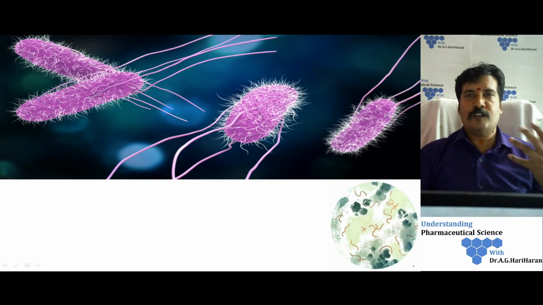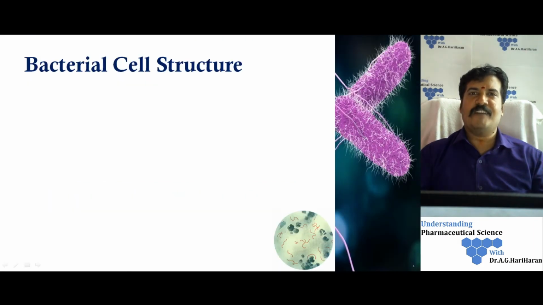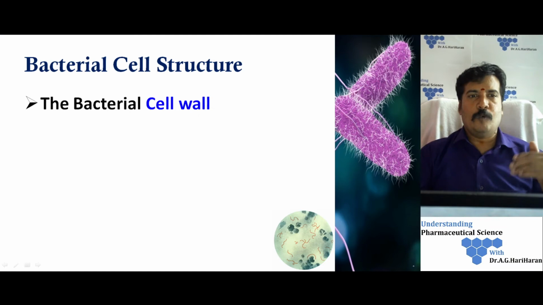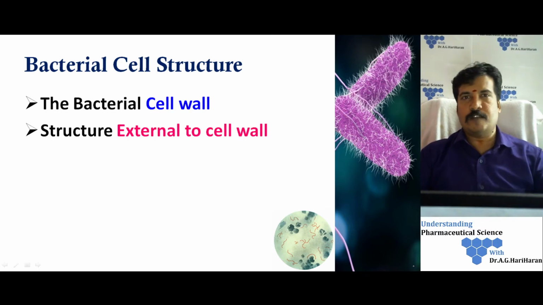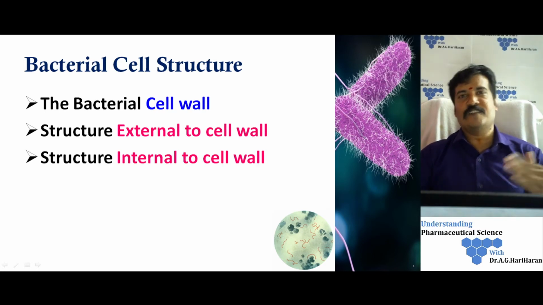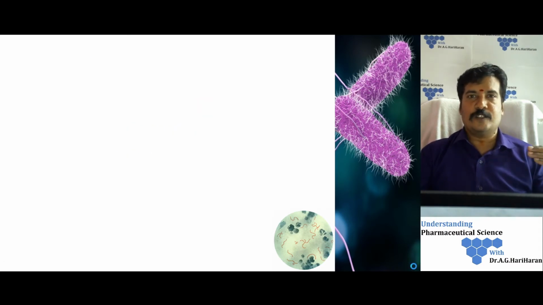If you want to understand the structure of the bacteria, we can study it in three layers. One is the bacterial cell wall, which I have elaborately discussed in this lecture. Second, the structures which are present external to the cell wall, and third, the structures which are present internal to the cell wall. I have already shared video lectures on the structure external to the cell wall as well as internal to the cell wall. You can see them in my other videos also.